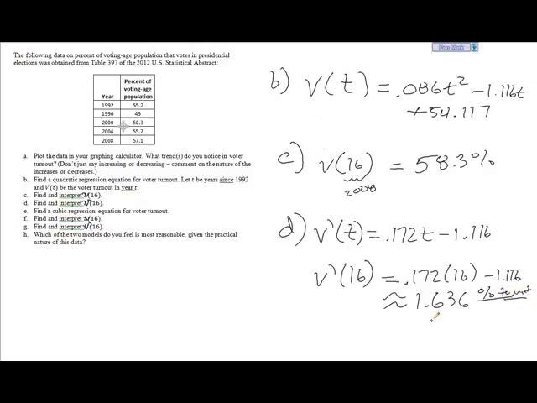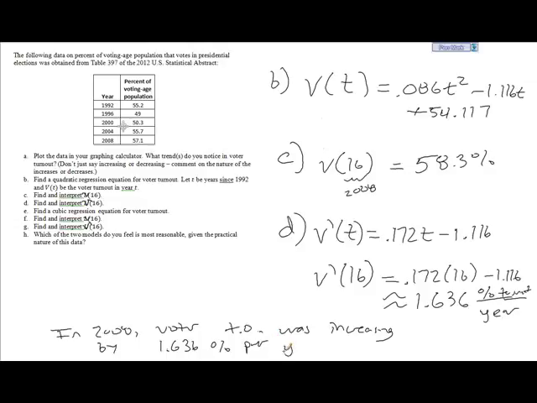And our input is year. So what does this say? This says that in 2008, voter turnout was increasing by 1.636% per year. So not bad.